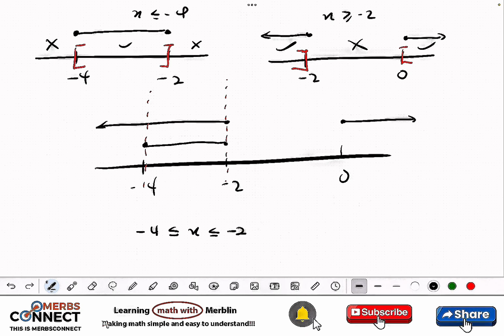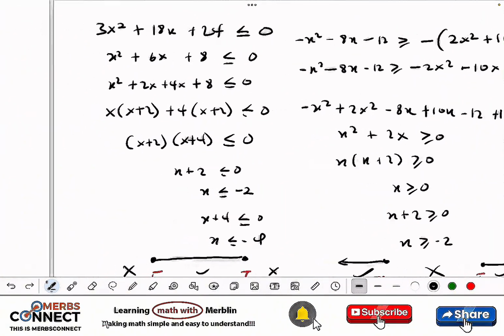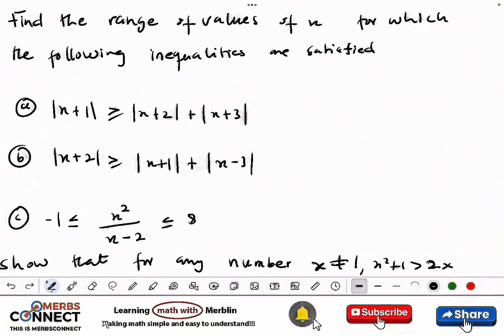So this is going to be the solution. And this can be written as, when you want to use the interval notation, -4 and -2. So this will be the solution for the first question. So this is so long, right?